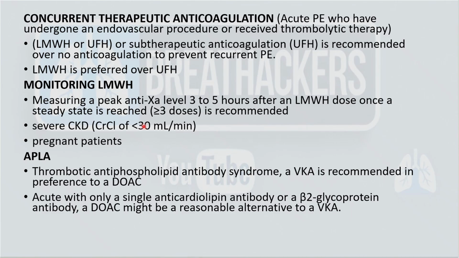So monitoring of LMWH is done when needed. So of course everyone knows you have to measure anti-Xa levels 3 to 5 hours after giving the LMWH dose, once a steady state is reached, and that state is reached after at least 3 doses. So you send the anti-Xa level after the third dose has been given, for 3 to 5 hours. Then of course in severe CKD patients you have to do it. In pregnant patients you have to check the anti-Xa level.